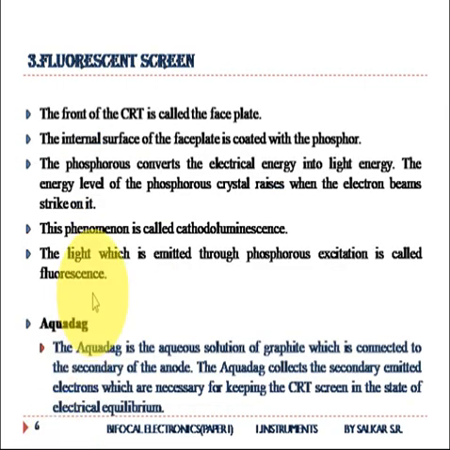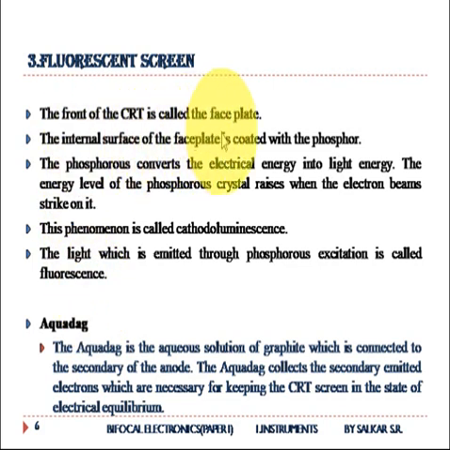Third is the fluorescent screen. Now when this electron beam strikes the screen of the CRO, it has a fluorescent screen. Whatever signal you can see on the screen of the CRO is in the fluorescent color. So why is this fluorescent screen there?